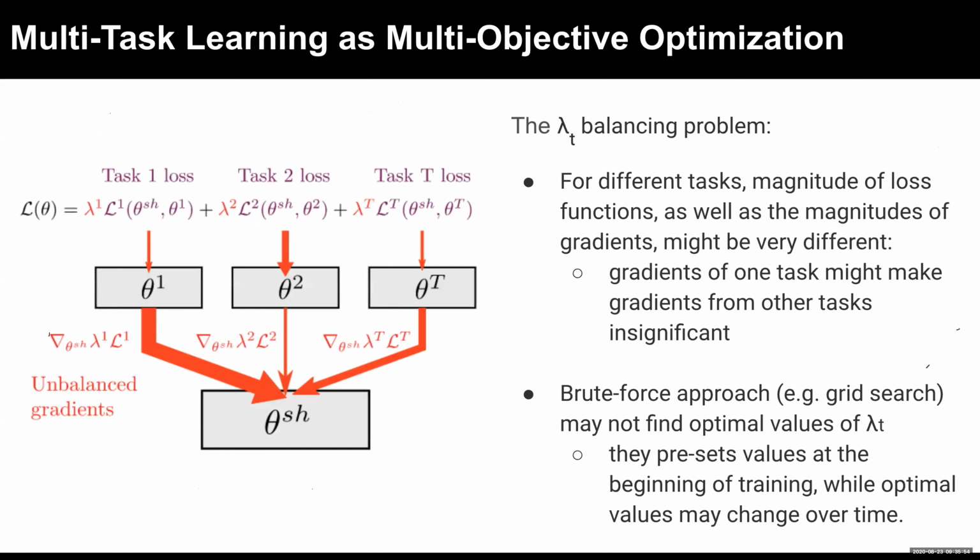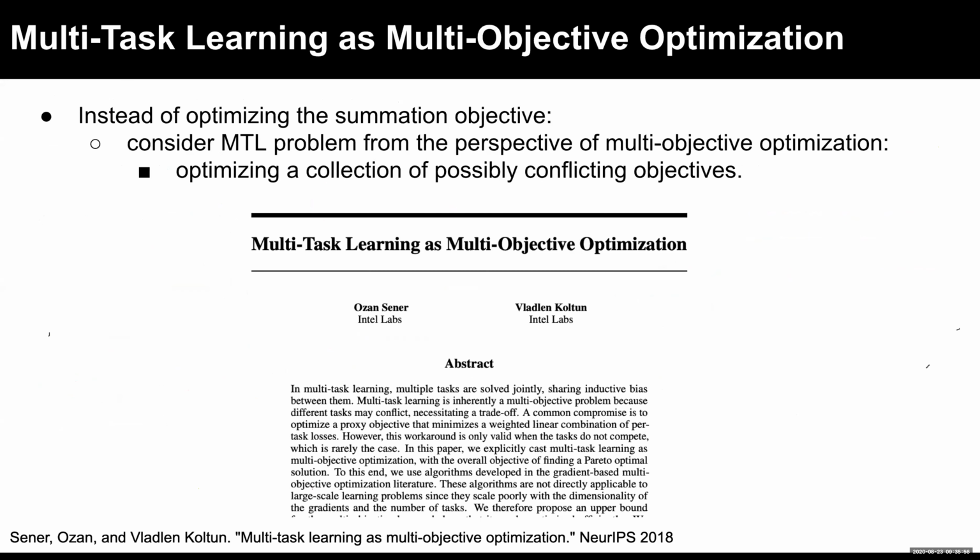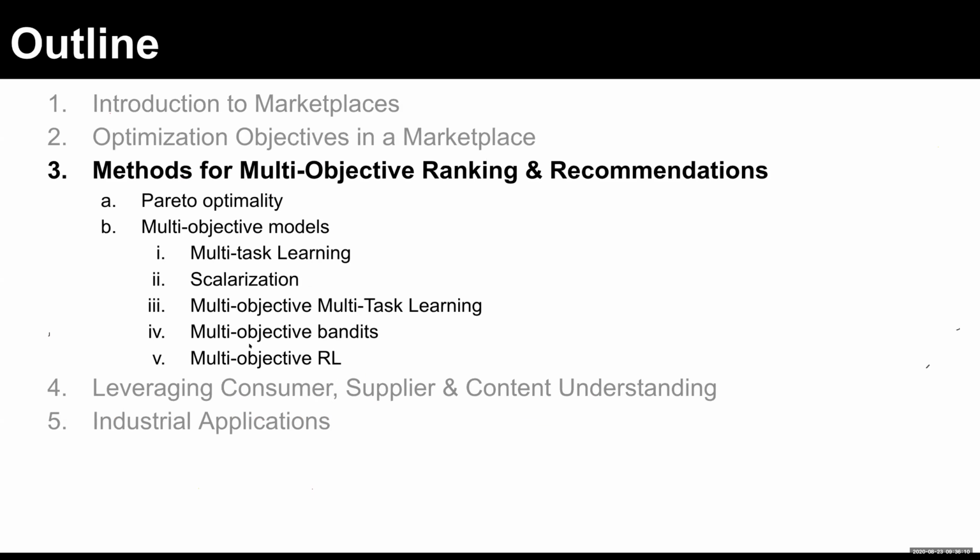Here, there are very nice recent papers at NeurIPS 2018 and 2019, wherein they treat the multitask learning problem as a multi-objective optimization problem, and then try to solve this in a nice online fashion. Once we're done with that, we're going to look at multi-objective bandits and some of these RL approaches. Finally, we're going to spend half an hour on some recent research which shows that you can leverage some of these consumer and supply understanding to benefit some of your core models.